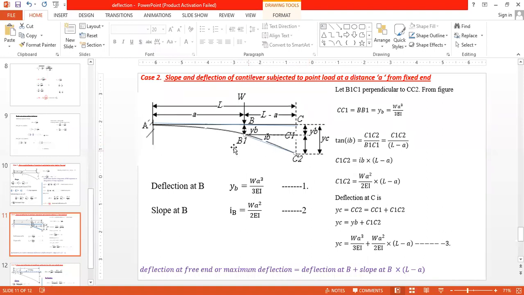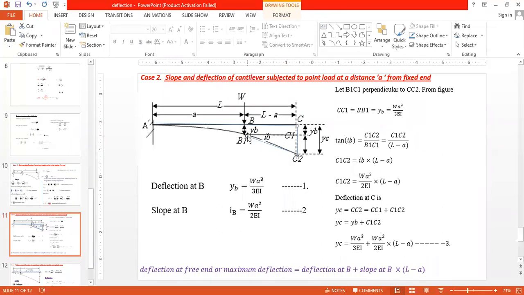And that straight line is a tangent to that deflected curve at this point. Now I will consider this B1 point and this C1 point. B1C1 is perpendicular to CC2. This is the line I have drawn at the end, CC2, and B1C1 is perpendicular to CC2.